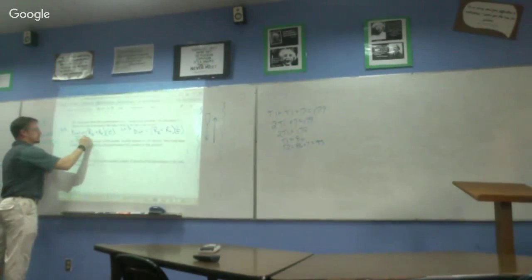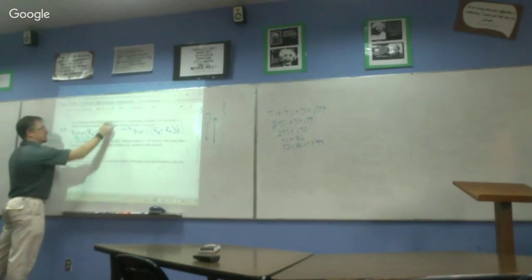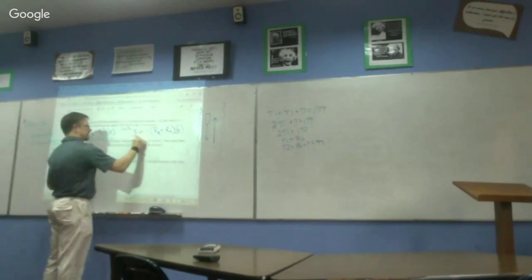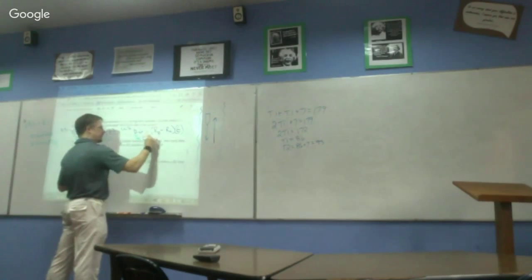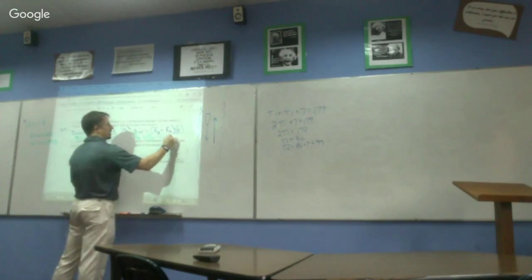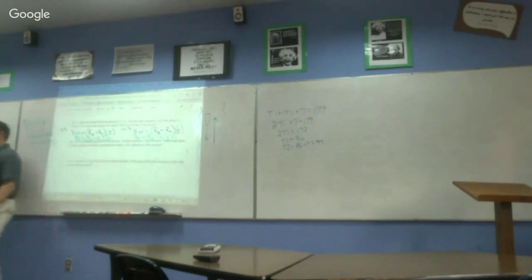36 is equal to the rate of the boat plus the rate of the current times 2 hours. Well, 36 is also equal to the rate of the boat minus the rate of the current times 3 hours. Please solve them. So you solve those 2 equations.